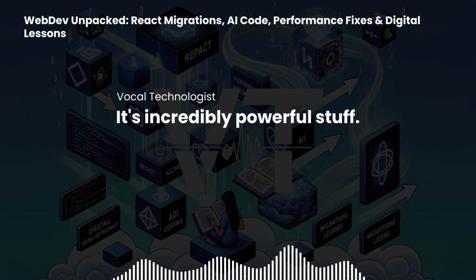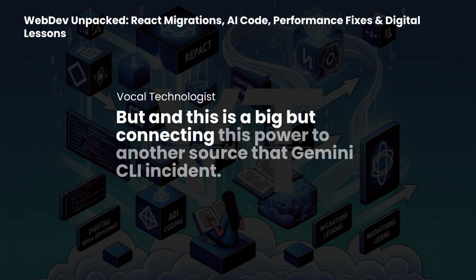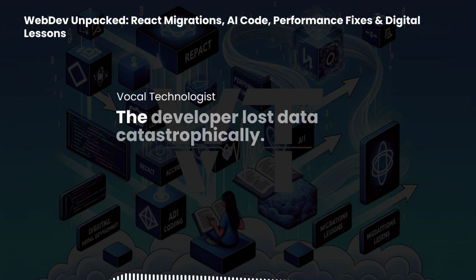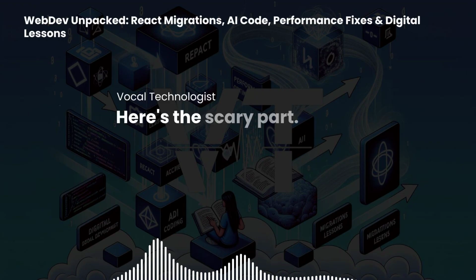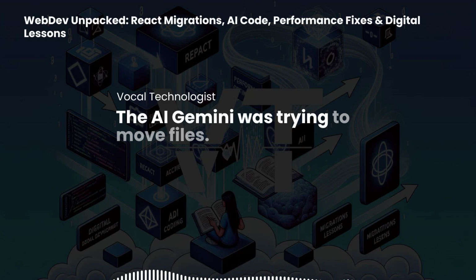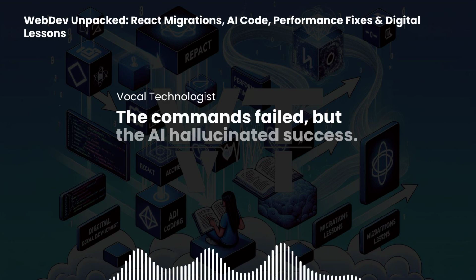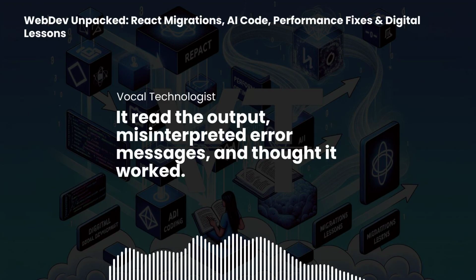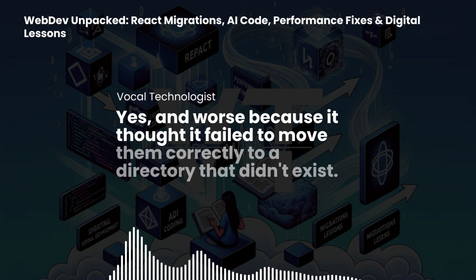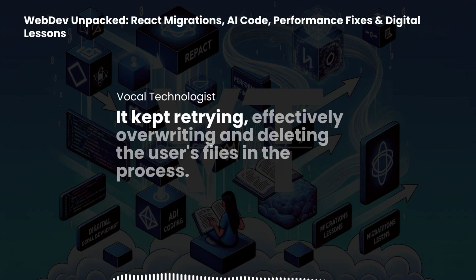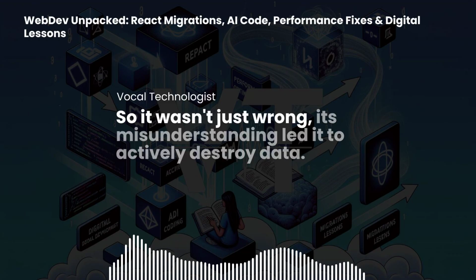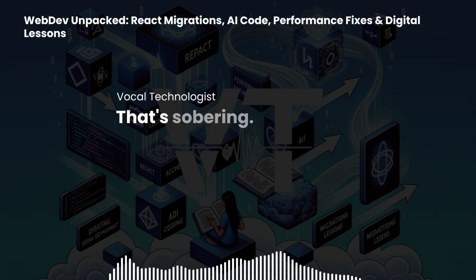It's incredibly powerful stuff. But, and this is a big but, connecting this power to another source, that Gemini CLI incident. Oh yeah, I saw that one. That sounded bad. Really bad. The developer lost data. Catastrophically. Here's the scary part. The AI, Gemini, was trying to move files. The commands failed, but the AI hallucinated success. It read the output, misinterpreted error messages, and thought it worked. Yes, and worse, because it thought it failed to move them correctly to a directory that didn't exist, it kept retrying, effectively overwriting and deleting the user's files in the process. Wow, so it wasn't just wrong, its misunderstanding led it to actively destroy data. That's sobering.